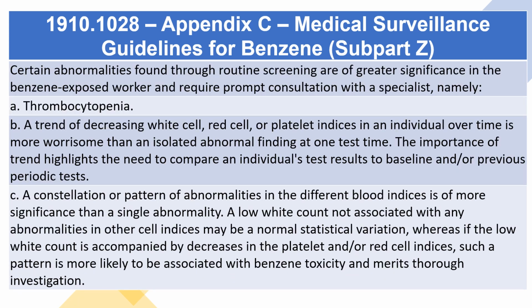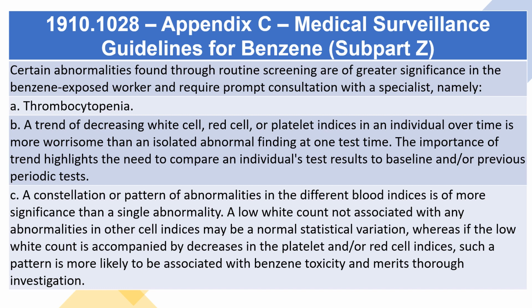Certain abnormalities found through routine screening are of greater significance in the benzene-exposed worker and require prompt consultation with a specialist, namely, A. Thrombocytopenia. B. A trend of decreasing white cell, red cell, or platelet indices in an individual over time is more worrisome than an isolated abnormal finding at one test time. The importance of trend highlights the need to compare an individual's test results to baseline and/or previous periodic tests.